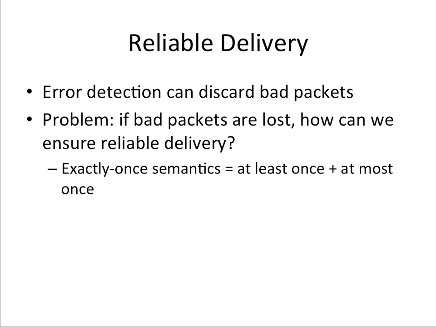Does that make sense to people? Because if you want to have exactly one semantics, we need to keep track of the exact packets that the receiver has received, the receiver has not received. But let's say we know that the link is not perfectly reliable, then the easiest way to ensure at least once might be to just send duplicate packets, send every packet twice.